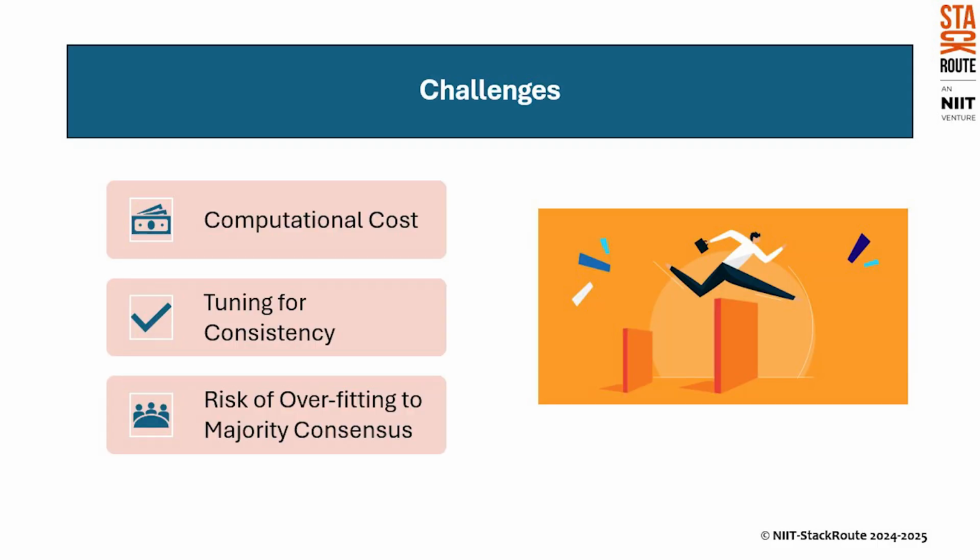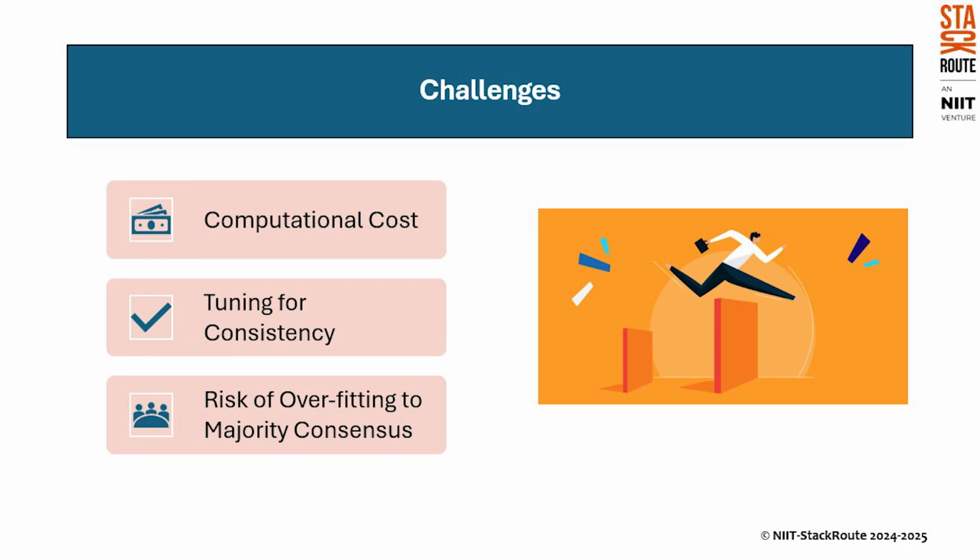But, there are some challenges to keep in mind. One of them is computational cost. Since generating multiple reasoning paths demands more processing power, it can increase the computational load, which might be a consideration in resource-limited settings. Then there is tuning for consistency. Striking the right balance in the number of paths for accurate results without excessive processing is key. It may require fine-tuning the model.